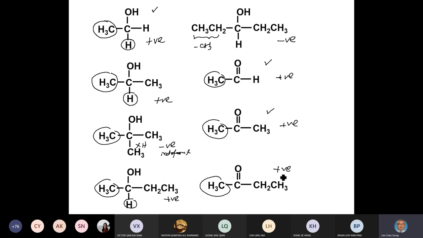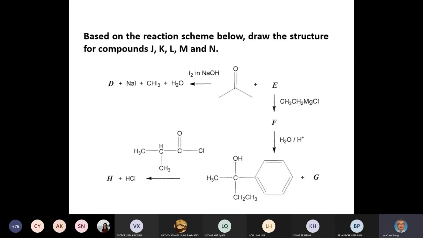Is it clear? Okay, so what condition should it be? In alcohol, it must be CH3 at the terminal, followed by the H on the carbon next to it. For ketone, no need for H, but we have to know about the CH3 as a terminal. Clear? Okay, so they can show a positive result.